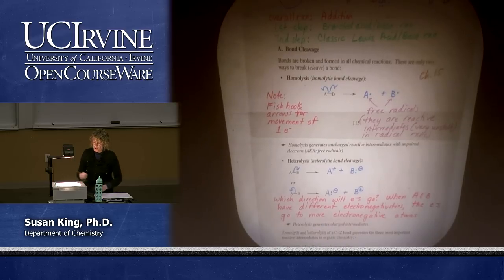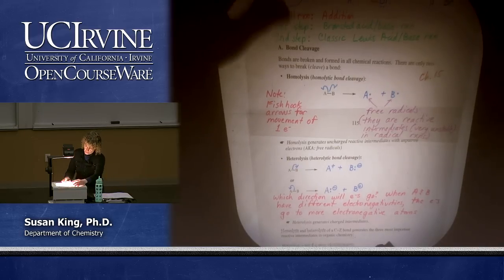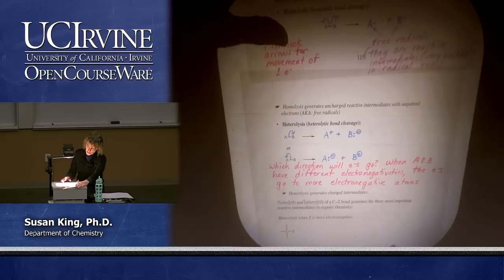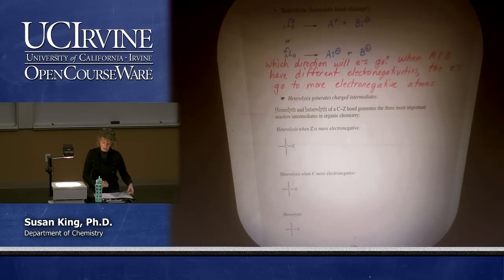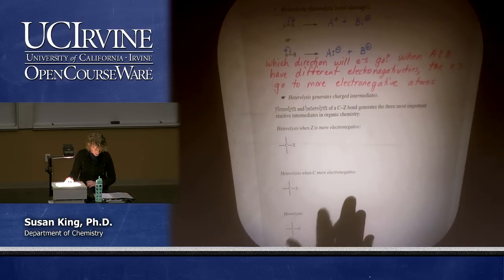So as you can see, homolysis generates radicals. Heterolysis generates charged species, so ions, okay? Homolysis and heterolysis of a C-Z bond generates the three most important reactive intermediates in organic chemistry. So let's do an example for each of these.